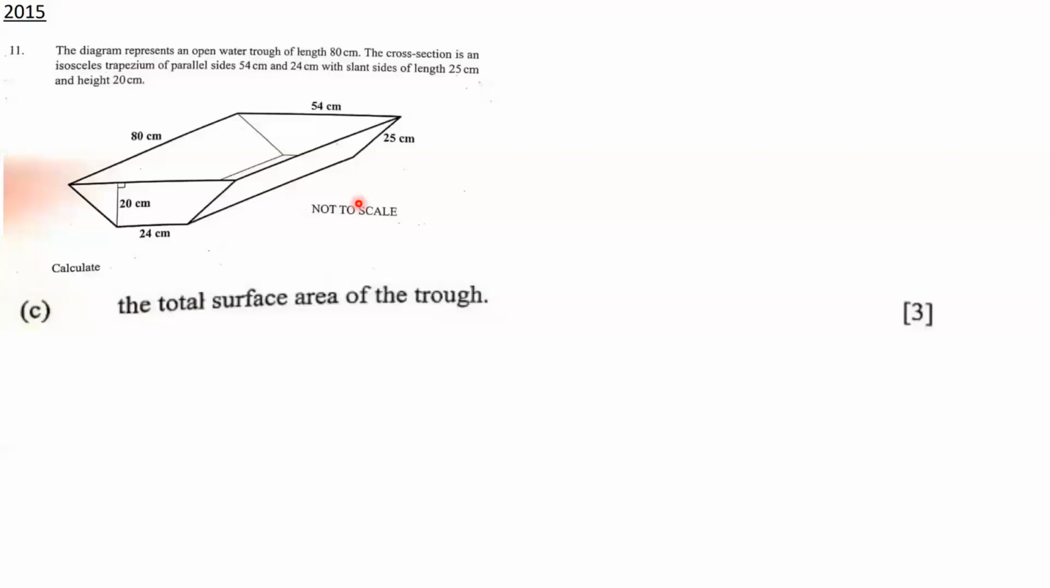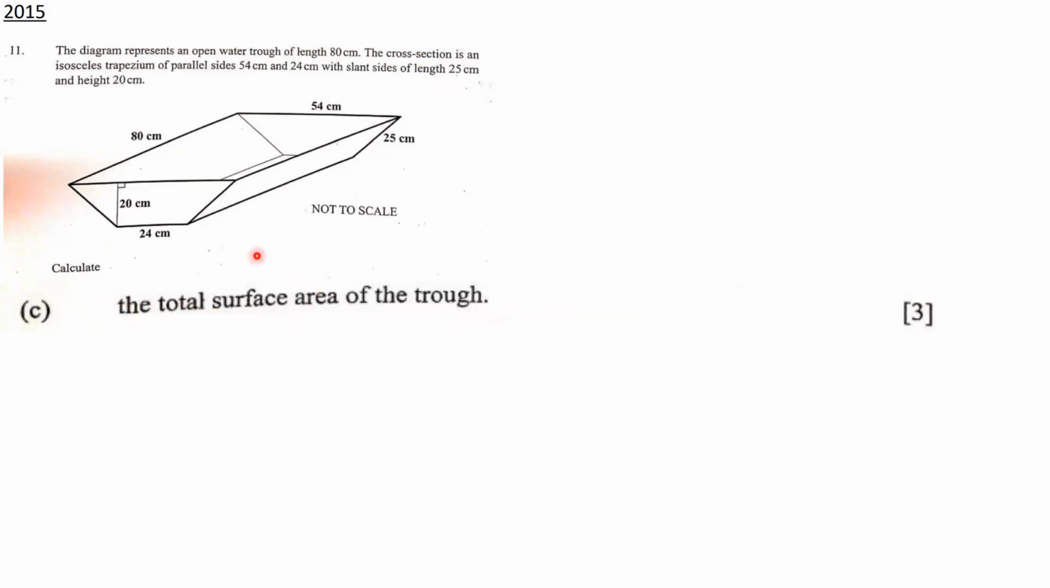Let's begin. The question says that the diagram represents an open water trough of length 80 centimeters. The cross section is an isosceles trapezium with parallel sides 54 centimeters and 24 centimeters, slant sides of length 25 centimeters, and height 20 centimeters. The question asks us to calculate the total surface area of the trough.